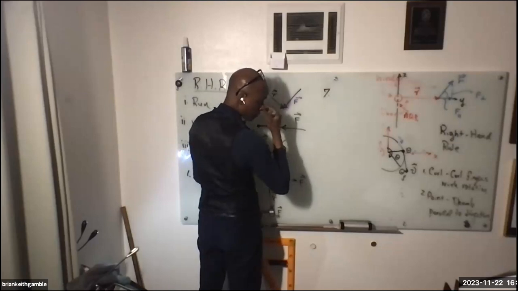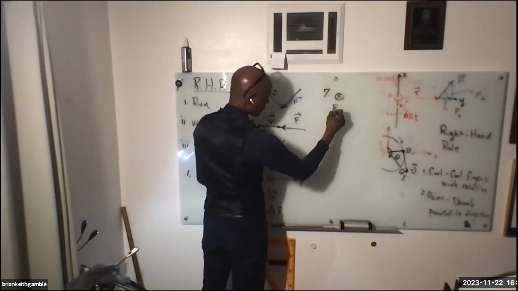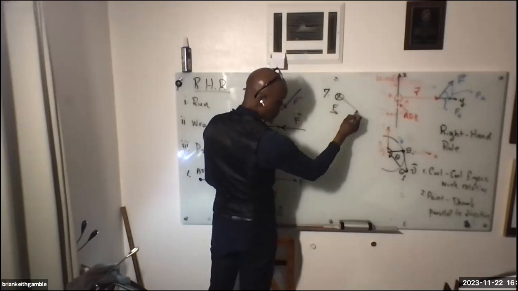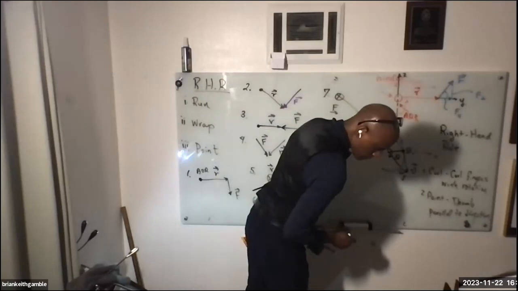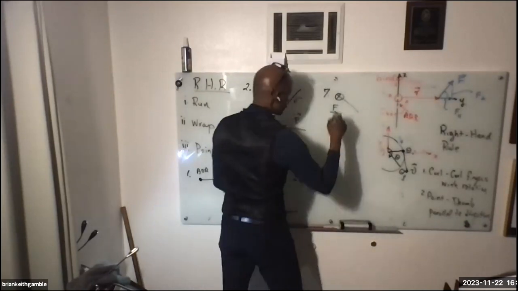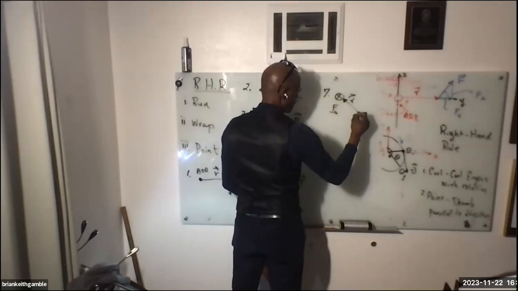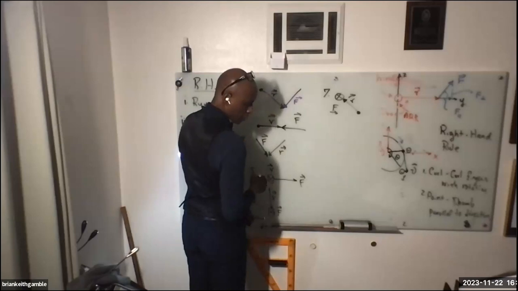Then 7, over here, F into the board, and R is pointing like that. Yeah, I keep forgetting to put the AOR on all these.